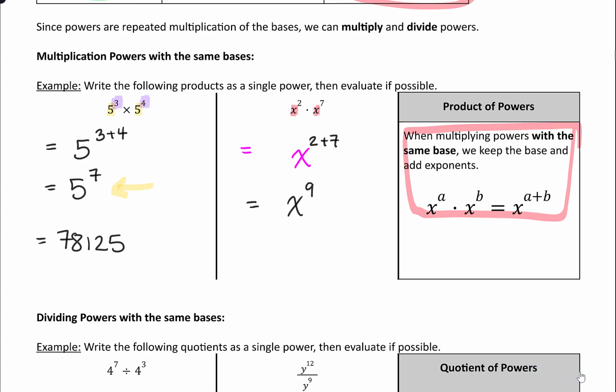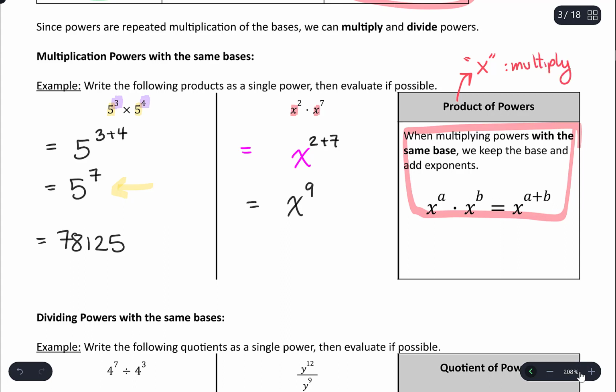So this is called the product of powers. Product is another way of saying multiply, and I'm going to use the word multiply as well. Multiply, right? We're multiplying powers.